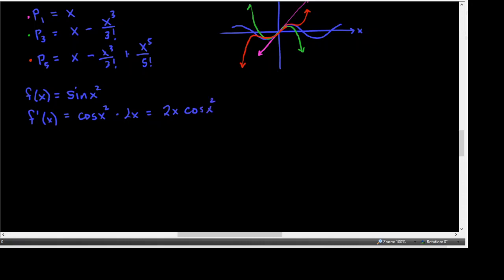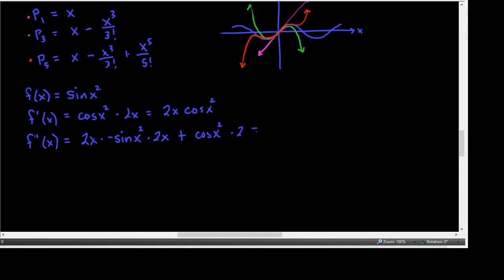Okay, now the second derivative. I notice that what I have now is a product, so I'm going to have to use the product rule. That's going to be first times the derivative of the second. The derivative of cosine of something is negative sine of that something times the derivative of that something. Of course, the chain rule kicks in here. That was first times derivative of the second plus second times derivative of the first.